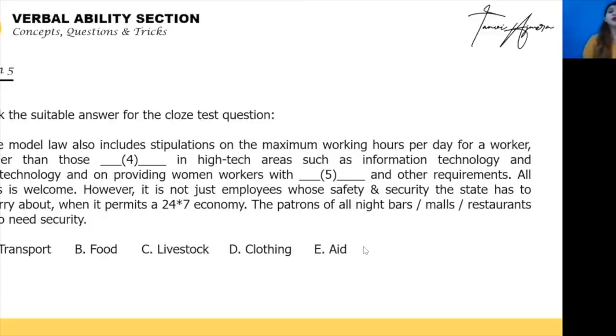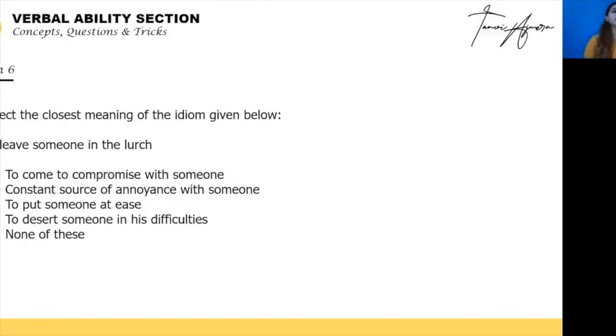In this case, women will be more secure when they are provided transport. If they are provided transport to go back, then they can function in a 24/7 economy without being bothered about safety and security. So you see, in cloze test, we have to first read the entire passage to get what the theme is. Only then we should look at answering what our answer options could be. All right, moving on, question number 6.